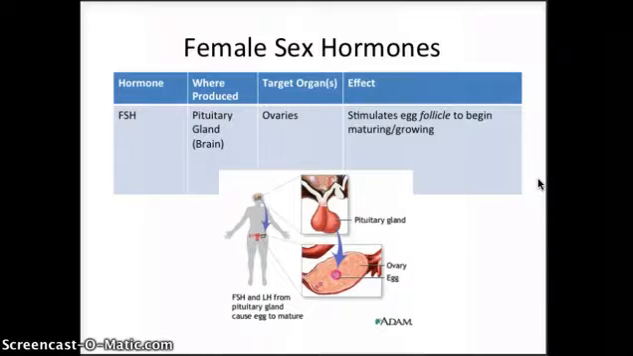The female sex hormones, the first one we're going to talk about is FSH, which stands for the follicle stimulating hormone. FSH is produced in the pituitary gland, which is part of the brain. The target organs include the ovaries. FSH is going to stimulate egg follicle to begin maturing or growing.